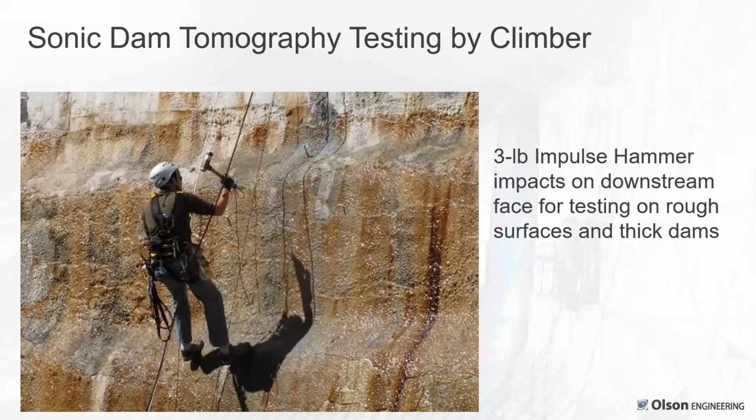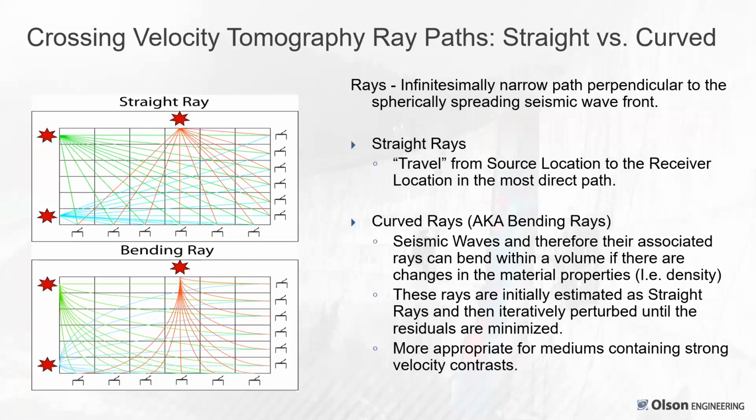But here is a 3-pound impulse hammer with a hard plastic tip being used by a climber to hit the concrete, typically about every 3 feet or meter, depending on the scale desired, matching up with the hydrophone receivers on the upstream side, impacting on the downstream side.